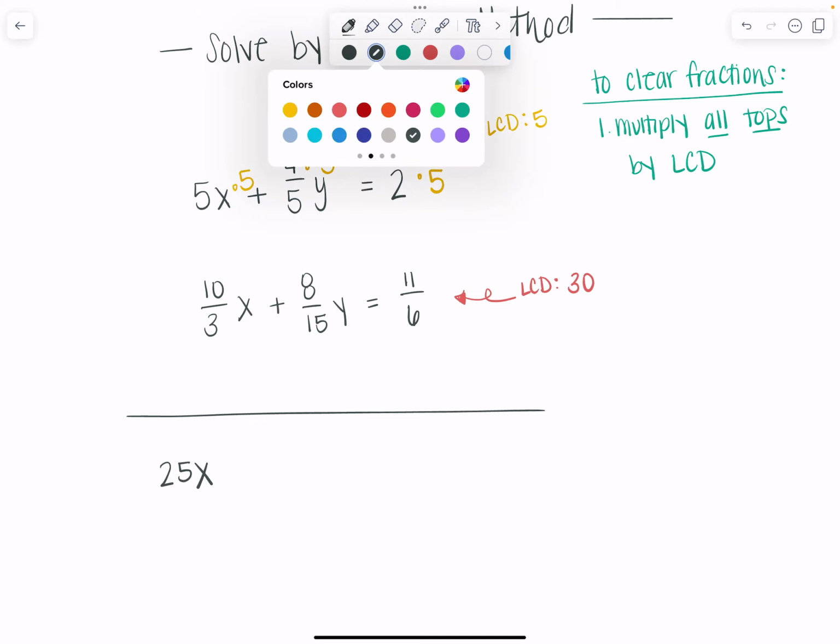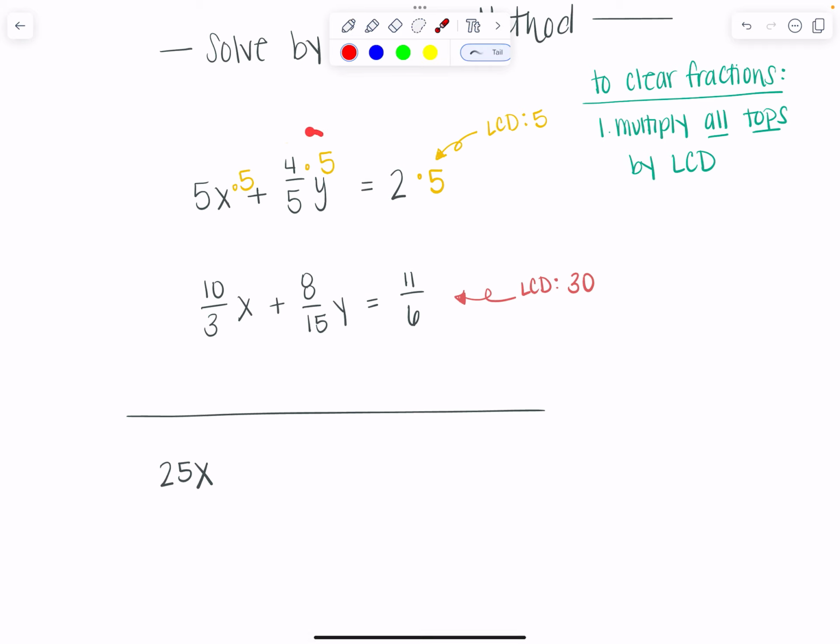And then the next one, 4 over 5 times 5. Well, those 5s are going to cancel to 1. And then 1 times 4 is going to give me 4y. And then the last part, 2 times 5, is going to give me 10. So that's my first equation, now that I've gone through and multiplied everything by the LCD.